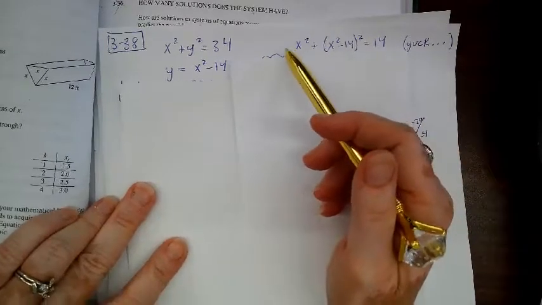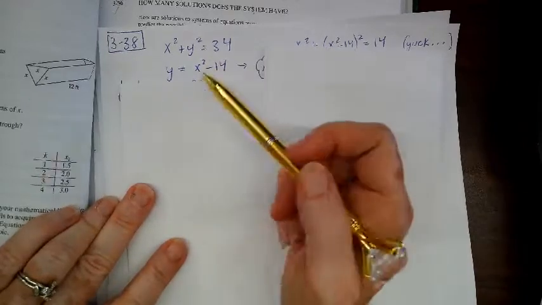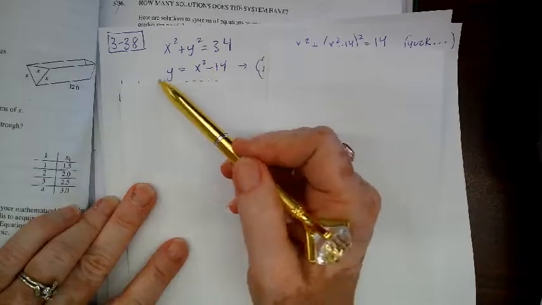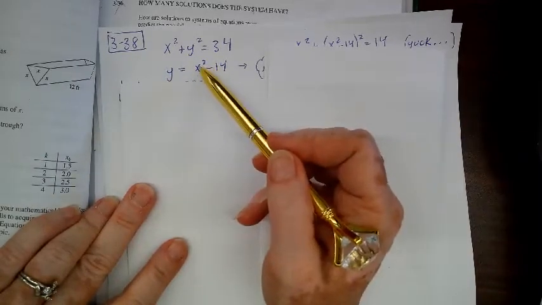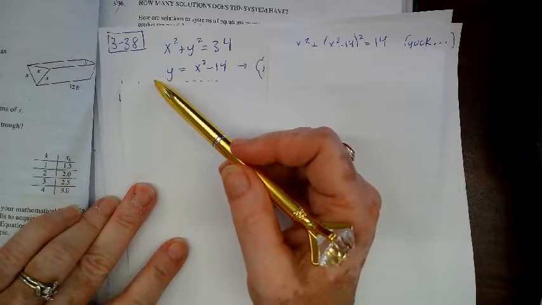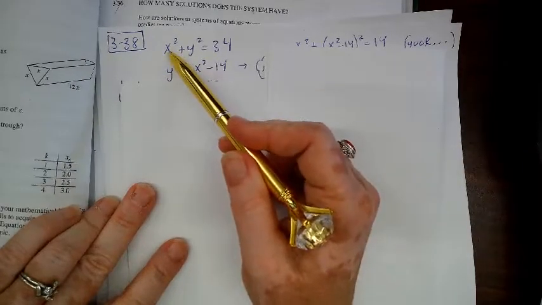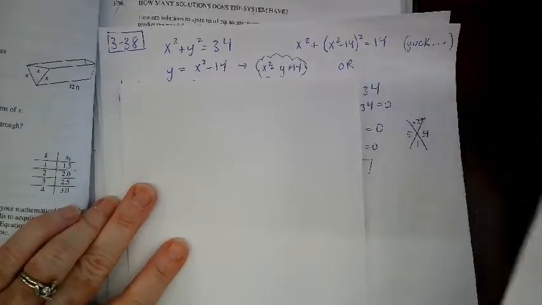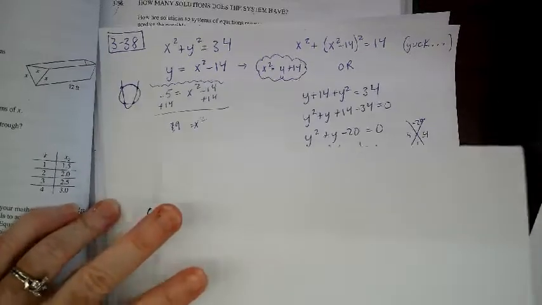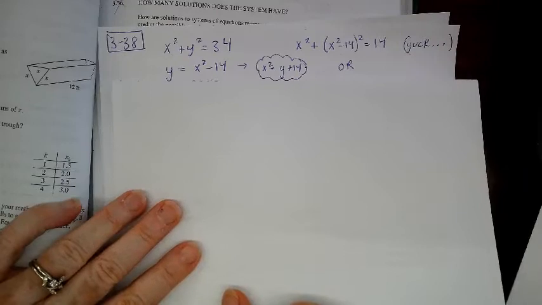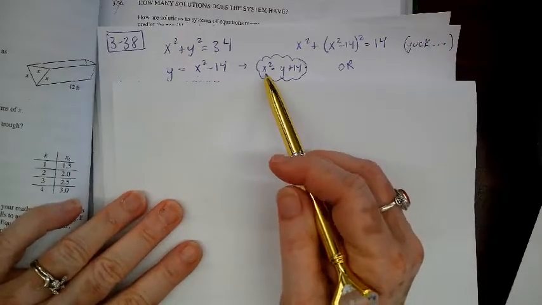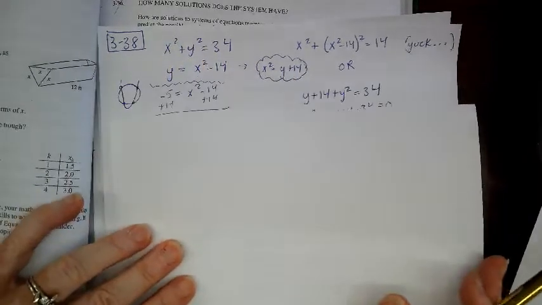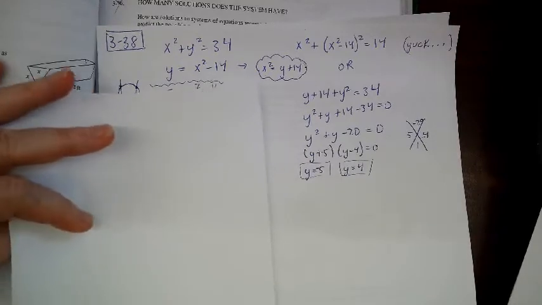I thought of something easier. And the thing that I thought of was this x squared right here. It's kind of almost by itself. All I'd have to do is add 14 to both sides. And then I'd have x squared equals y plus 14, and I can plug the y plus 14 in right there. So that's what I ended up doing. So I decided to go with solving this for x squared, and then plugging y plus 14 in for x squared. Don't look at that part over there yet. That's later.